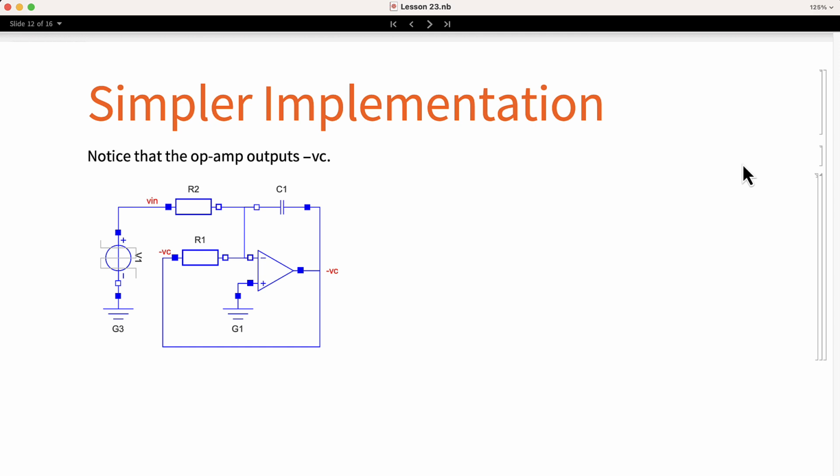In many applications, this may not be a problem, but if we want to obtain plus Vc, we can add an inverting amplifier to fix the design. For now, we are fine getting minus Vc. In this circuit, the input voltage Vin and minus Vc are being added. Then they go into the integrator.